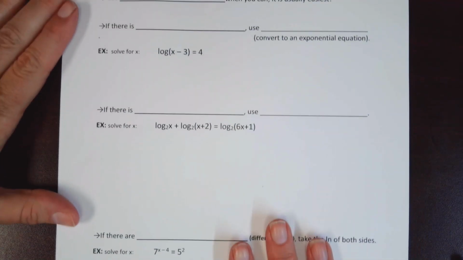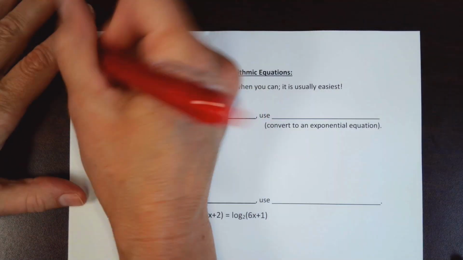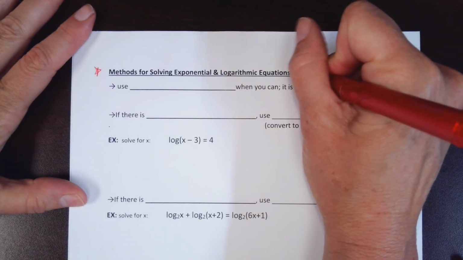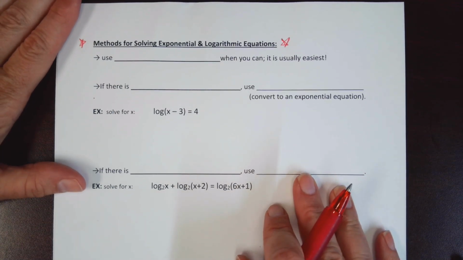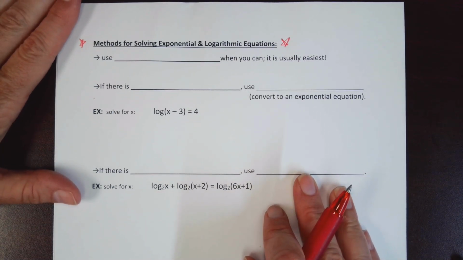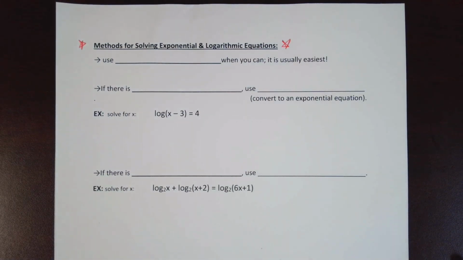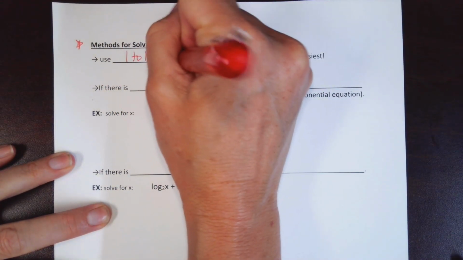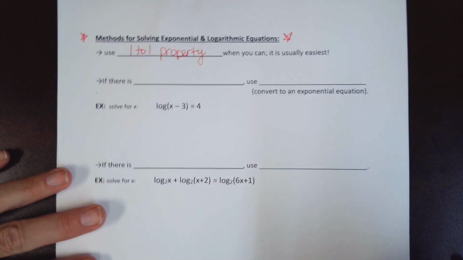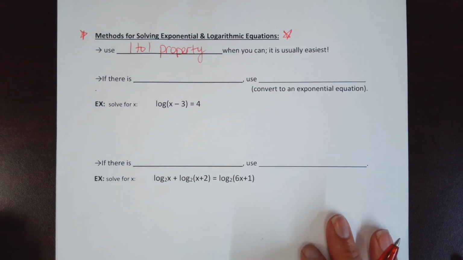Now, there are 4 basic methods for solving exponential and log equations. Here is our goal for this unit. Some are easier than others depending on the situation. Some take longer than others. We always want to use the easiest one that we can. What's easiest? Well, if I can use that one-to-one property, that's usually going to be the easiest approach. So I try that first. If I can't, I've got 3 other options.